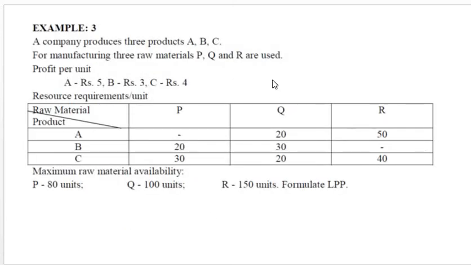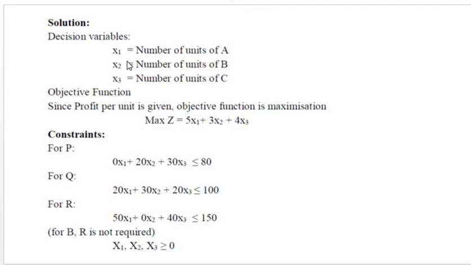So this is another example. Resource requirement per unit is given in the table. Maximum raw material availability is also given. So here the decision variables are x1, representing the number of units of A, x2 the number of units of B and x3 the number of units of C. So the objective function can be written as maximize z equals 5x1 plus 3x2 plus 4x3, and constraints are given with respect to this non-negativity condition.